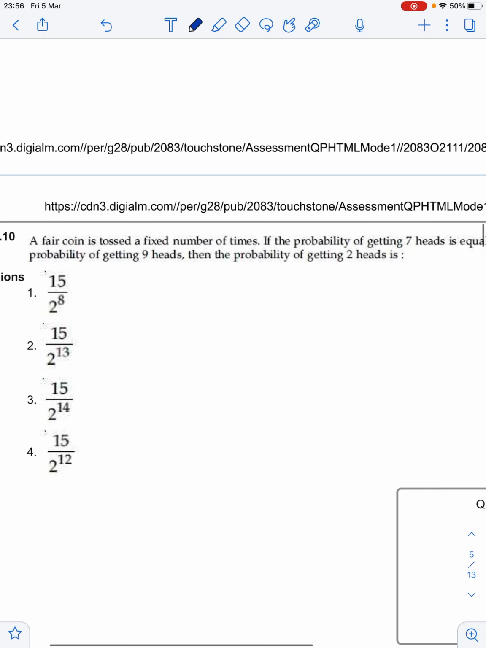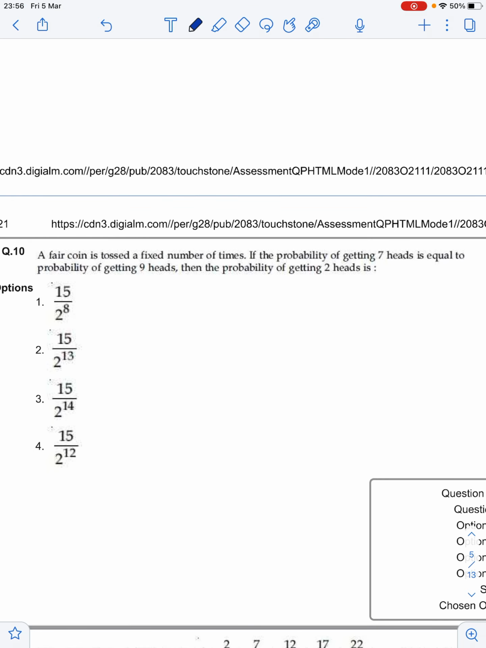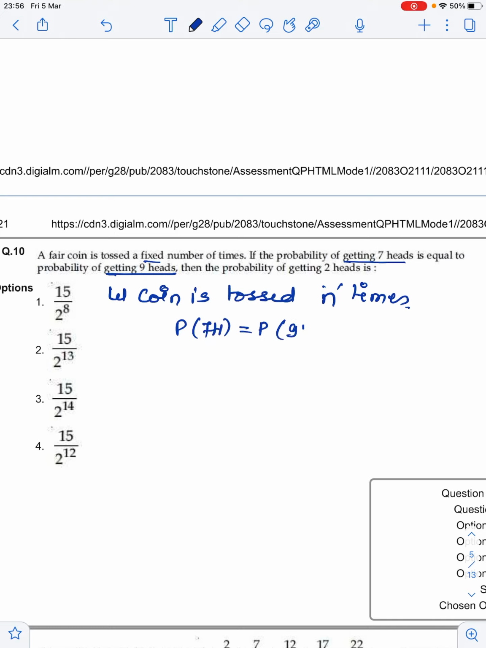Question number 10, a fair question of probability. A fair coin is tossed a fixed number of times. So let the coin be tossed n times, correct? And if the probability of getting 7 heads is equal to the probability of getting 9 heads, then we have to find the probability of getting 2 heads.